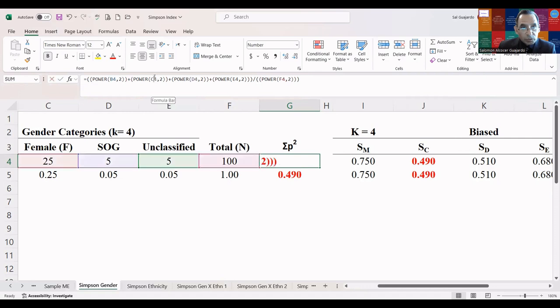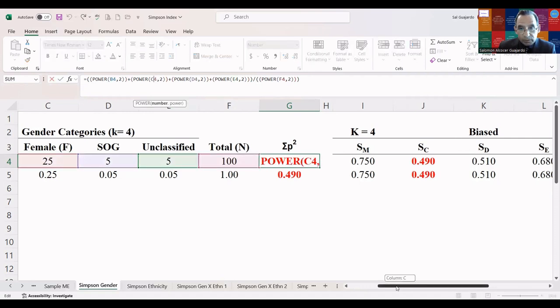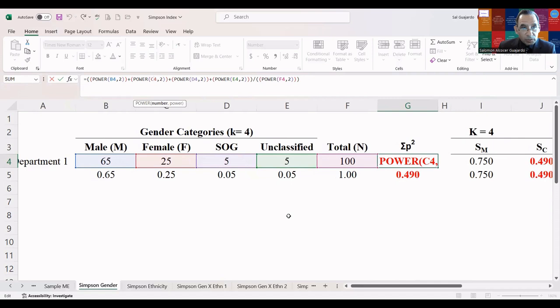The first way, I can use the frequency, which, for males, is going to be 65 times 65. I can use the power function in Excel, which is equals POWER, parentheses, B4, comma 2, parentheses. The 2 means to use the exponent of 2, or square the number. So I did that for each category.